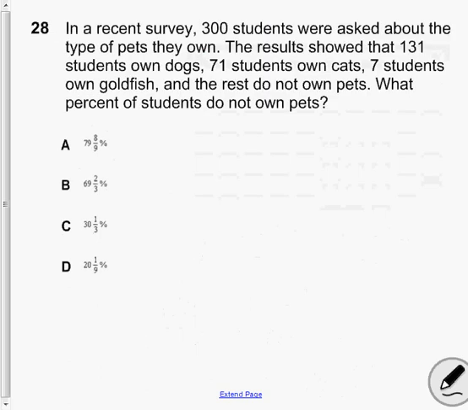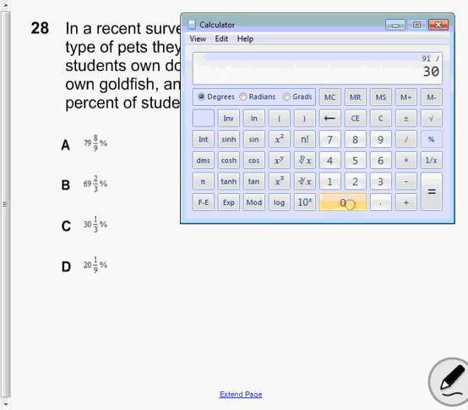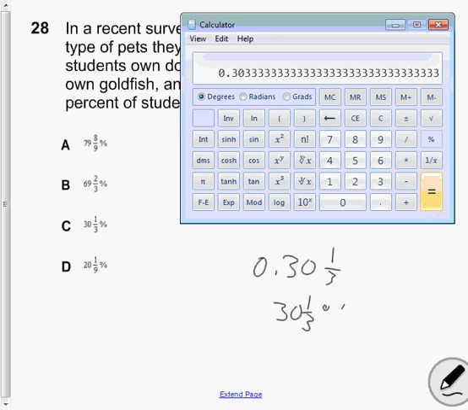Question 28. In a recent survey, 300 students were asked about the type of pets they own. The results showed that 131 students own dogs, 71 students own cats, 7 students own goldfish, and the rest do not have pets. What percent of students do not own pets? So 71 plus 7 plus 131: 130 plus 70 is 200, 201, 202, 209. So 209 out of 300 own different pets, which means 91 out of the 300 students surveyed do not own pets. If I change 91 divided by 300 into a decimal, it would be 0.30 and a third, or 30 and a third percent, which is right there.